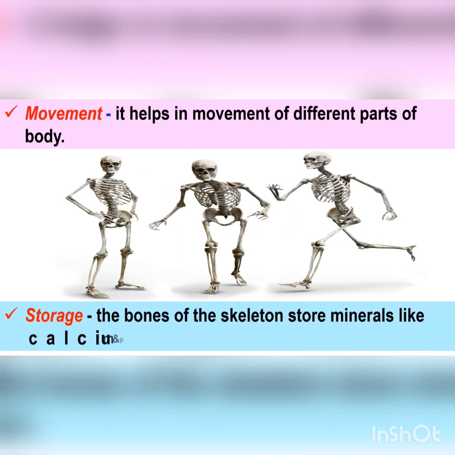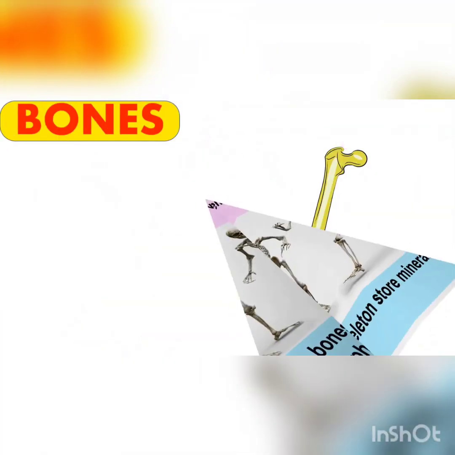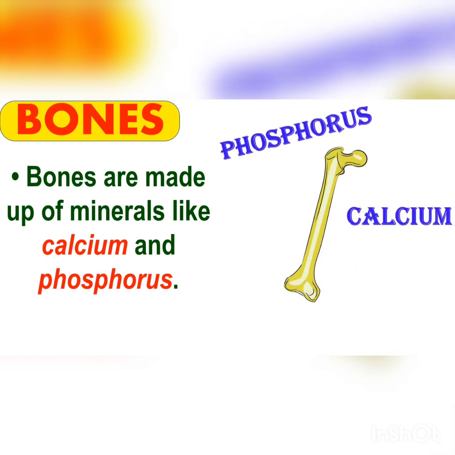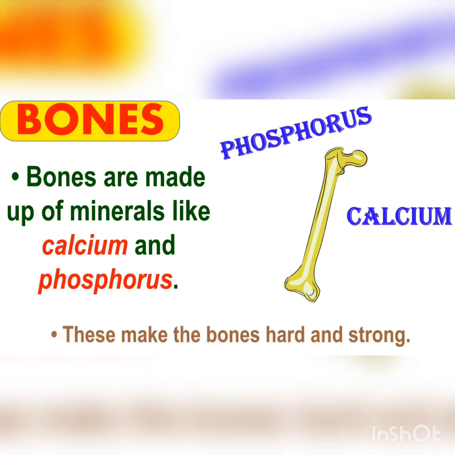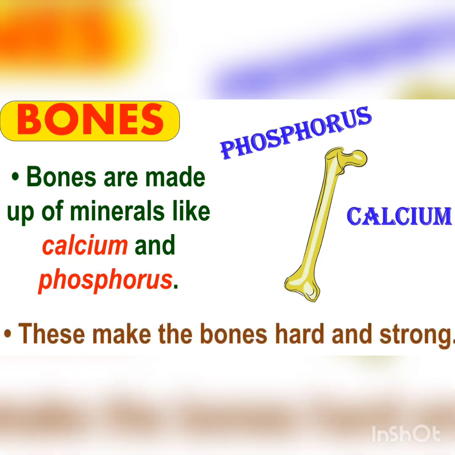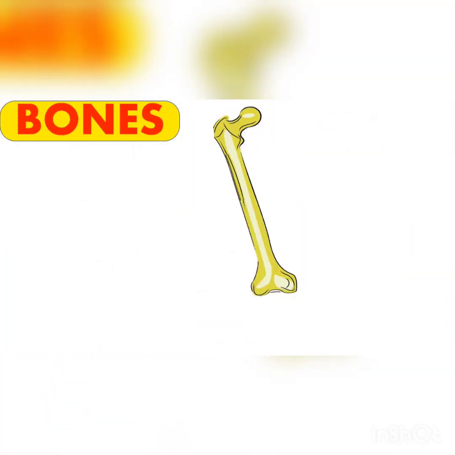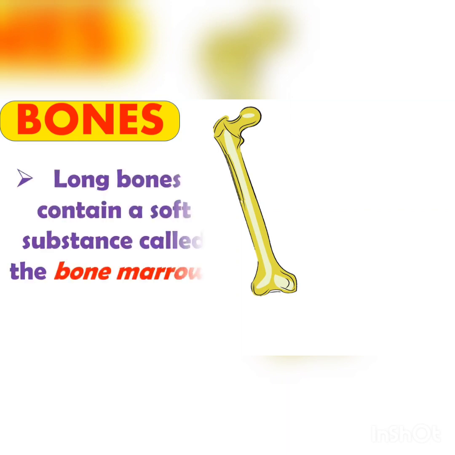And the bones of the skeleton, they have minerals like calcium and phosphorus. Bones are made up of calcium and phosphorus, as you can see here. That's why the bones are so hard and strong. And we need to drink milk, 2 glasses of milk every day, to give proper nutrients to our body.